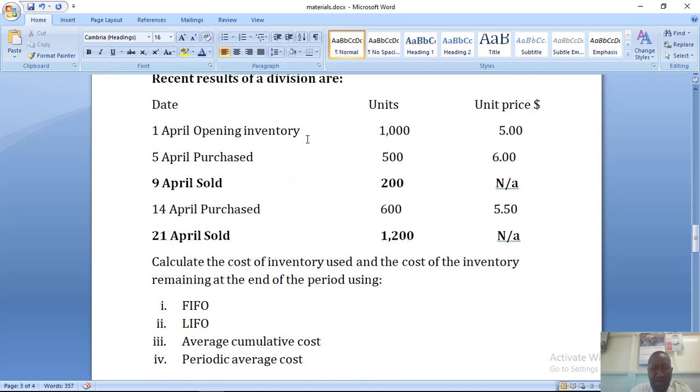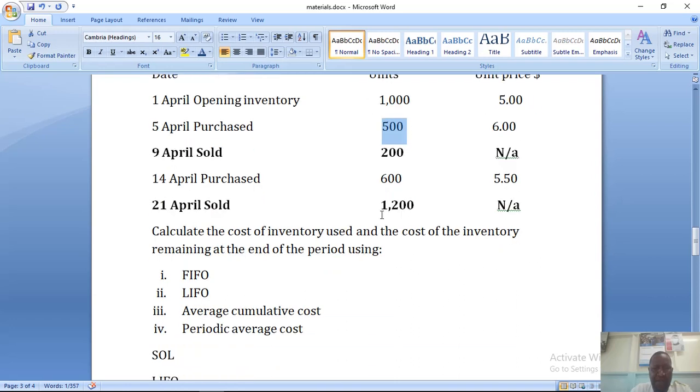That's the cost of issue for the 200 units issued on the 9th of April, $1,200. So if you get back to the table, 200 units have been issued from this consignment, so we should be remaining with 300 units from the units received on 5th April. The next issue is 21st of April. We're issuing 1,200 units. These units, according to LIFO, last in, first out, will come from the latest consignment received, which is 600, so 600 must be issued first.